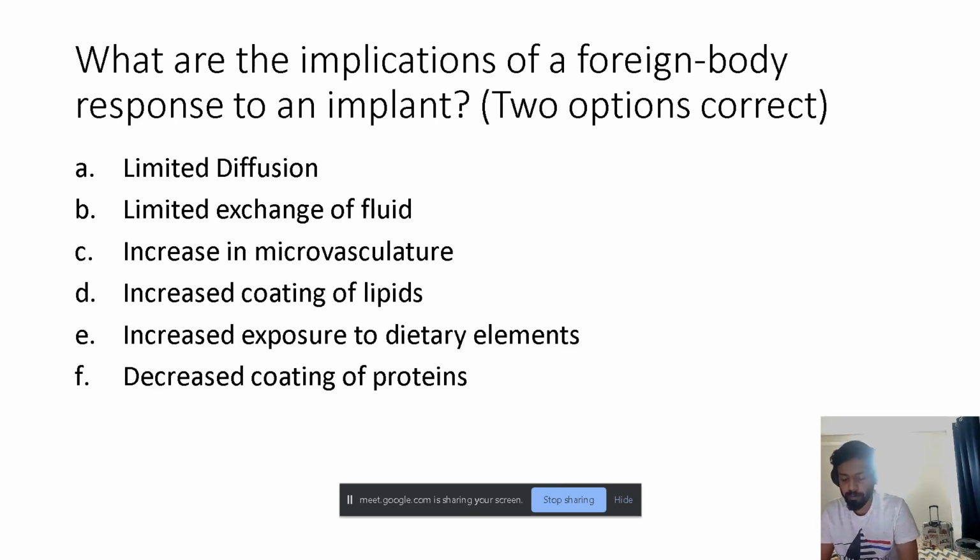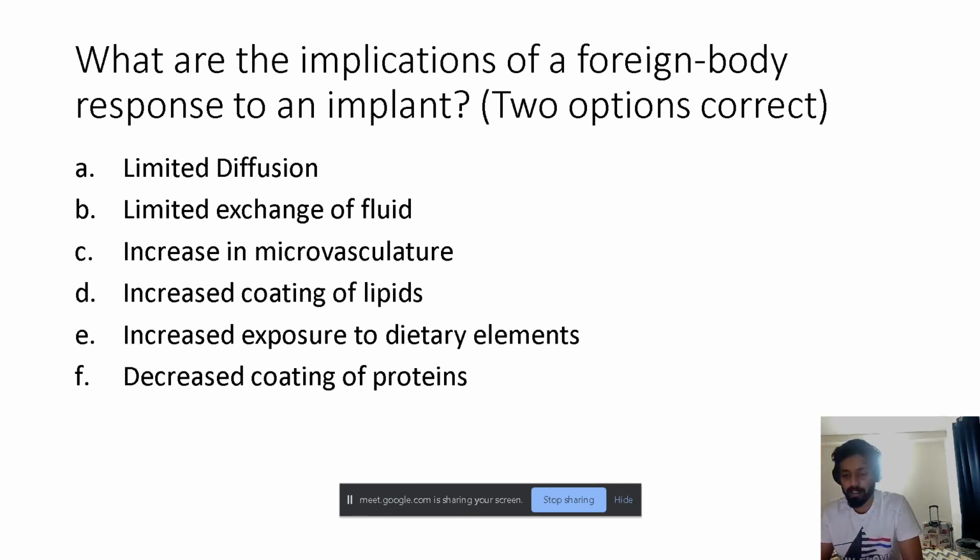Like we previously discussed, there will be limited diffusion, right? Once this fibrosis deposition has happened, there will be limited diffusion from the implant to the outside of the body. Similarly, there will be a limited exchange of fluid also. Since the foreign body response has happened and the implant is caked in this fibrotic tissue, it's not going to be easy for diffusion or fluid exchange to happen either way. So options A and B are correct.